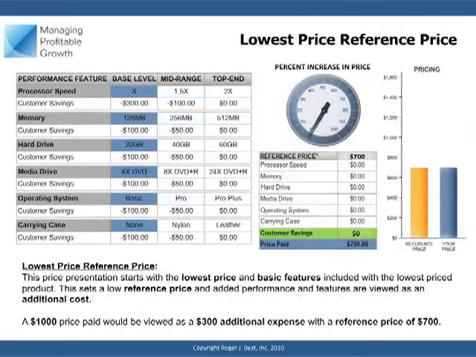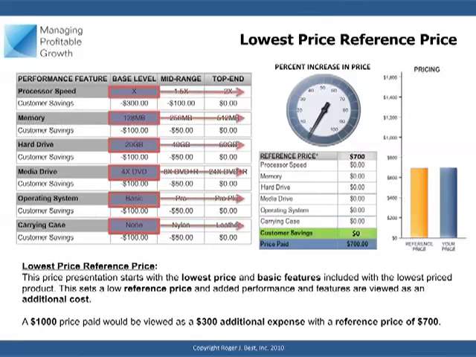The lowest price could also be used as a reference price. A base level product is presented with minimum performance levels and the lowest price of $700. As customers add desired levels of performance, they increase the cost of purchase. At a price of $1,000, they'll perceive that they had to pay an extra $300 to get the performance level they wanted.